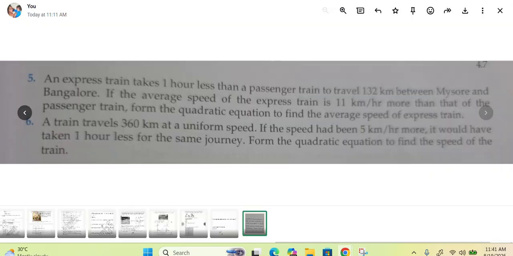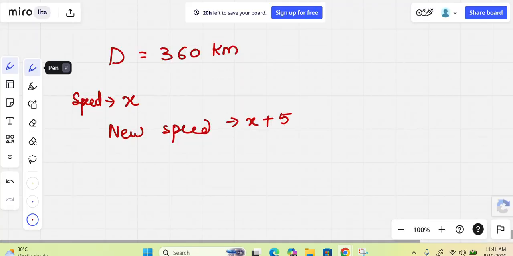Now, what are they saying? It would have taken 1 hour less for the same journey. So here also there are two times, one old time and one new time. Which time will be greater, old or new? Old will be greater, right? They will take more time. And new, when the speed is increased, he will take less time. So TO minus TN. Am I correct?